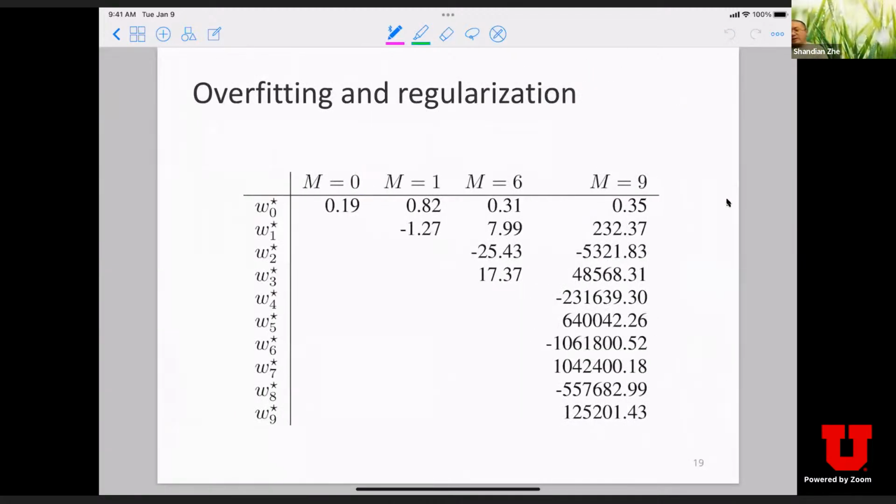So if we look at the numerical values of the estimated parameters for all the 4 cases we have discussed, these are the 9 polynomials. Of course, when m equals 0, we only need to estimate 1 weight. M equals 1, we estimate 2 weights. M equals 3, 4 weights, and m equals 9, all 10 weights. So we can observe that when m equals 9, the numerical values estimated for those weights are very, very large, right?